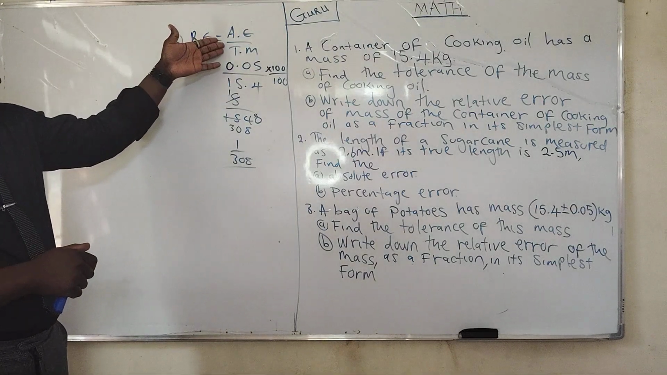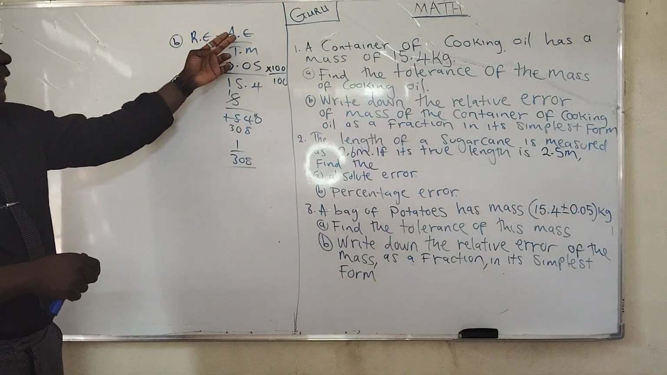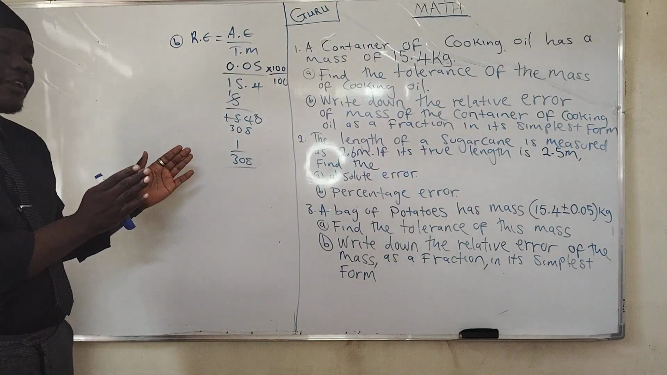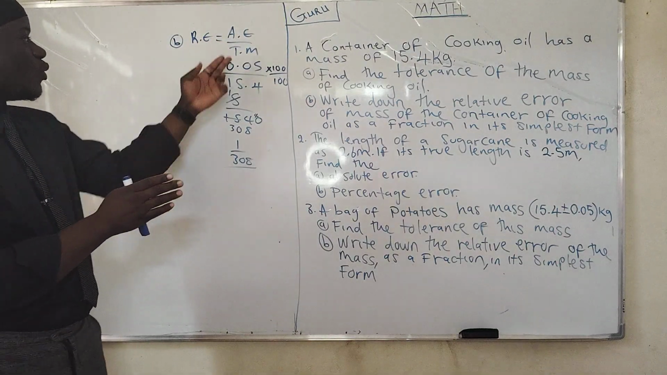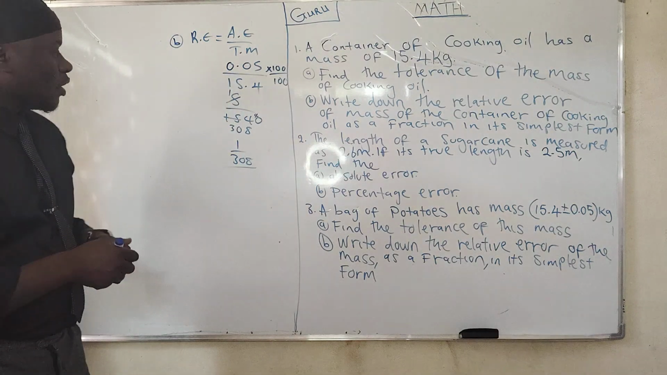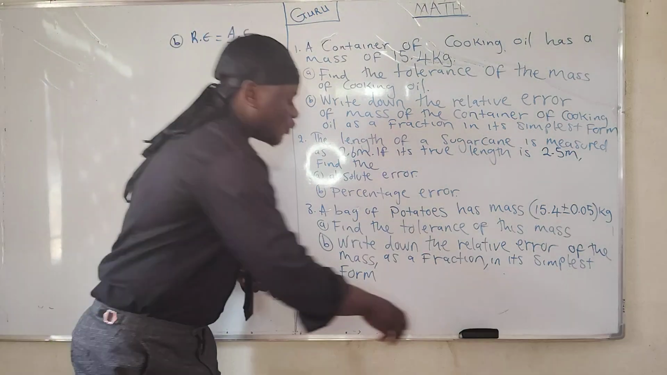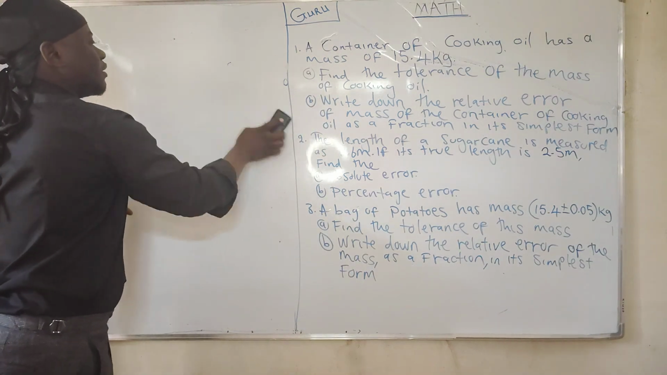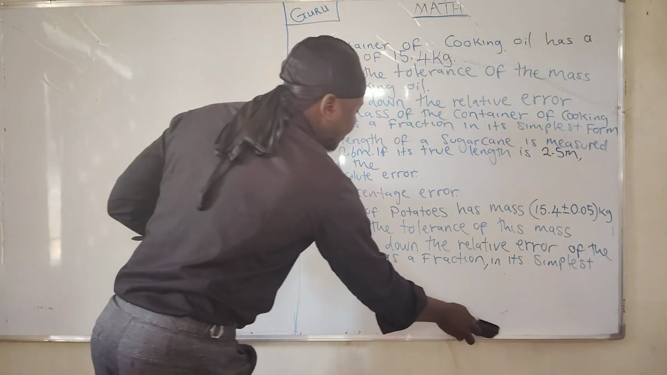Understand the formula, absolute error over true measure. The only tricky part is absolute error. Make sure that you go back again to that part where I was explaining what absolute error is, because the formula is easy. Okay, so done with question 1. Next question.